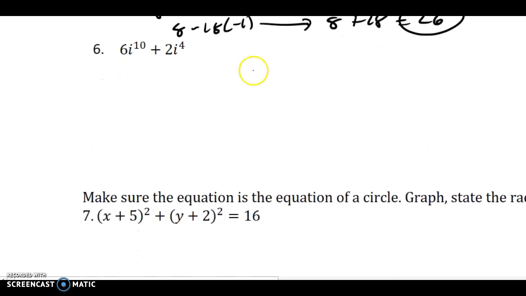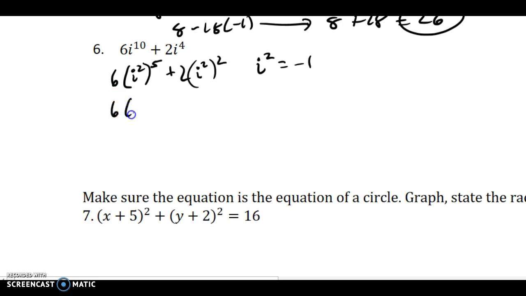So this one here, we know that i squared is negative 1. And so we have 6i to the 10th. Now, aren't these the same? i squared to the 5th power, is that the same as i to the 10th? And isn't i squared to the 2nd power the same as i to the 4th? Can you kind of see what I'm doing here?